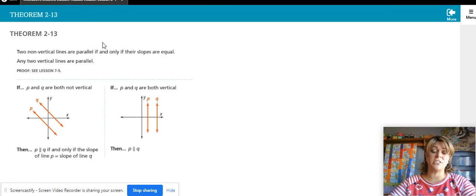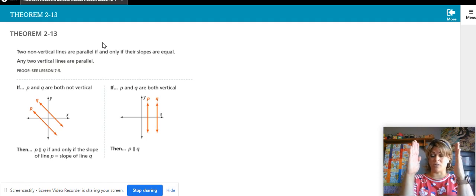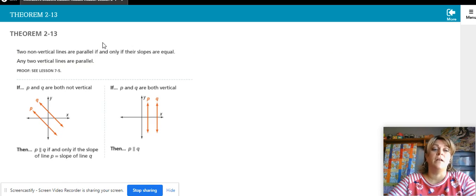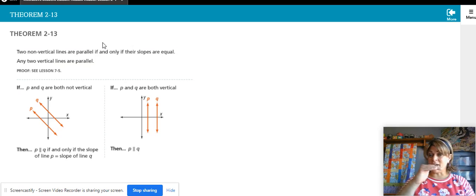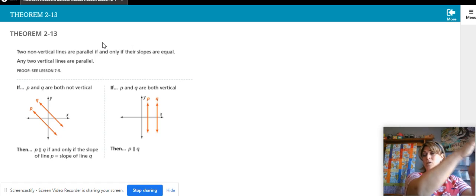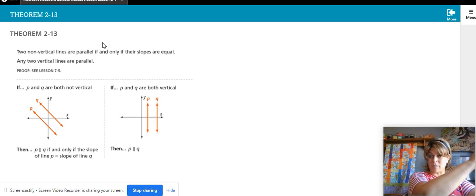Theorem 2.13. Again, don't worry about remembering the 2.13 because it changes depending on the textbook. Two non-vertical lines. We're talking about every line except vertical lines. Non-vertical lines are parallel if and only if their slopes are equal. I want you to envision a slope. If this one is rise 2, run 3, 2, 3, 2, 3, then the other line would have to go 2, 3, 2, 3. The slopes would have to be the same to make those lines parallel. So whatever one line moves, the other line has to match it. Rise and run the exact same amount so those lines are parallel.